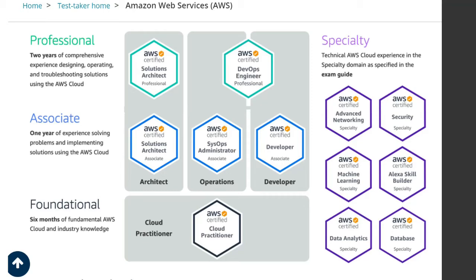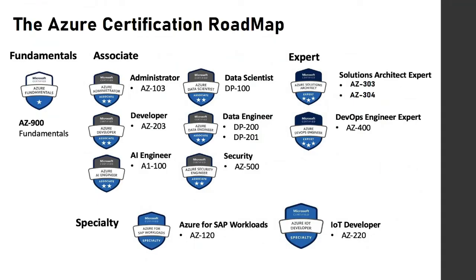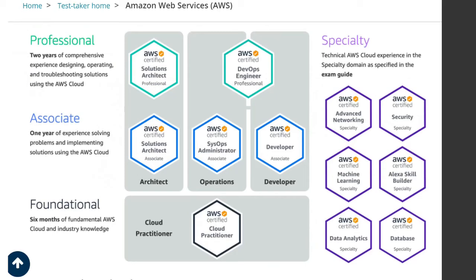Here the Cloud Practitioner exam is a foundational one. Then architect, operations, developer, and DevOps engineer are the different exams we have. The same way as in Azure, here also we have specialty level exams, for advanced networking, security, machine learning, Alexa skill builder, data analytics, and database. I hope you got a better idea about the different certifications available in Amazon Web Services. With Microsoft, the average cost of one exam is almost 4,000 to 5,000 rupees. Here as well, you can take a similar kind of exam from Amazon.